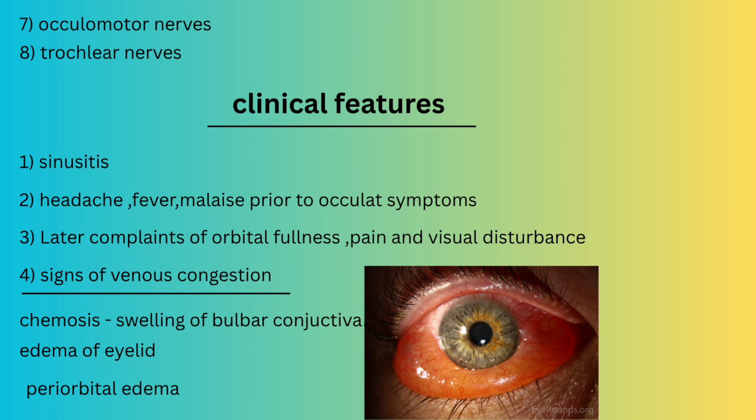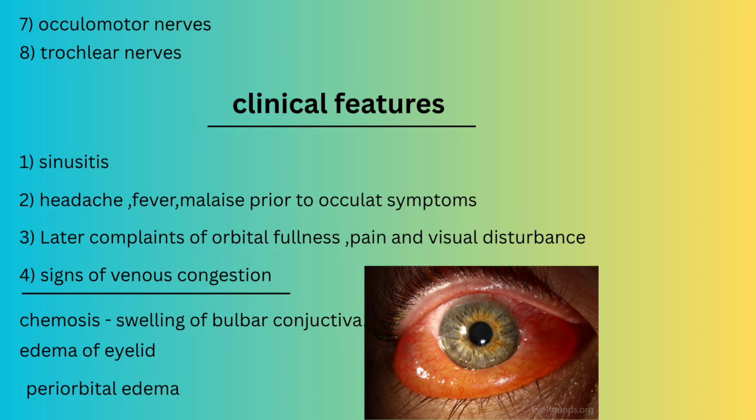And mainly the clinical features include sinusitis, headache, fever, malaise prior to ocular symptoms, prior to eye symptoms. And the next one is later complaints of orbital eye fullness and pain and visual disturbances. Mainly these are important, like signs of venous congestion.